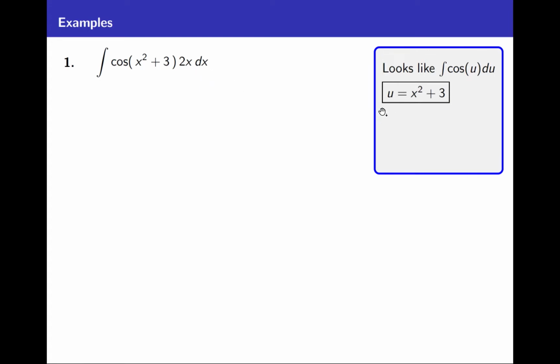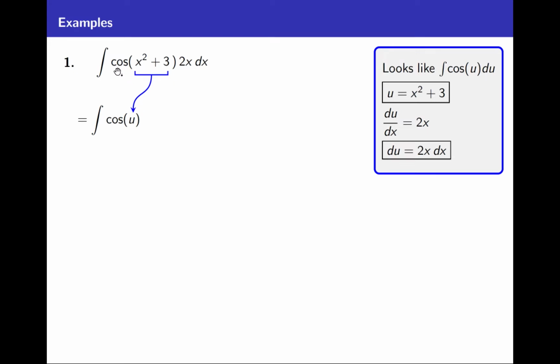To see whether or not it does, think about our u equals x squared plus 3 and take its derivative. du dx is 2x. And now multiply through by the dx, and you get du equals 2x dx. So this 2x dx that's right here, you can see it really does equal du. So now we can make these substitutions.